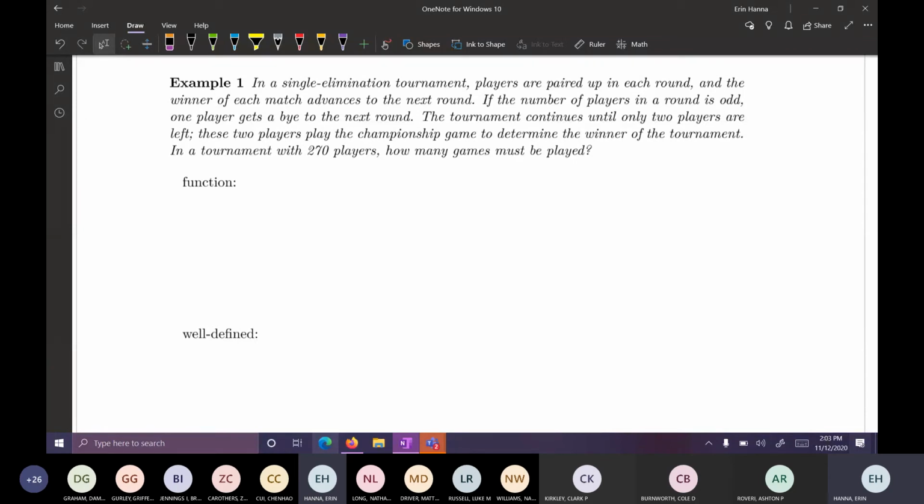So we want to know how many games are going to be played. It might seem like something where maybe you know how many games it's going to be, but it sounds like something that could be potentially difficult to count, because you've got to pair up people and then figure out how many people don't have to play one game because there's not an even amount of people. But let's view it this way. Let's set up a function where we let G be the set of games that are going to be played, and let L be the set of players who lose.